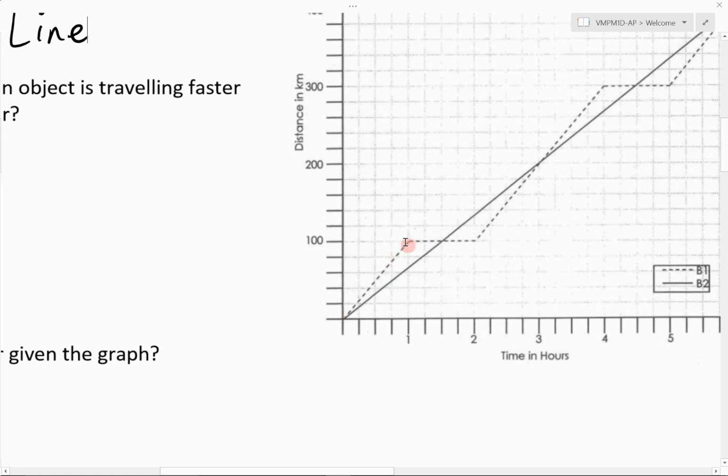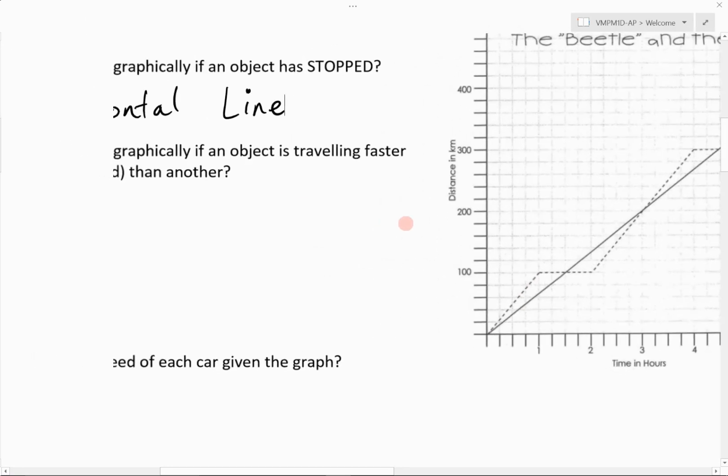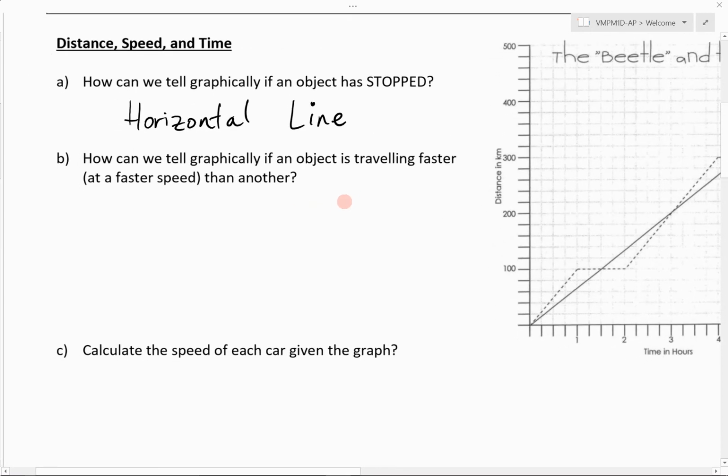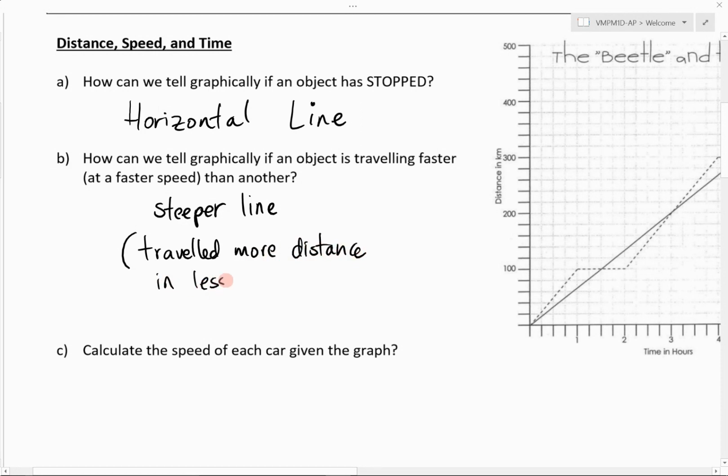It's faster. So how can you tell by looking at the lines? The dotted line's faster because it's a steeper line. It's much steeper than the solid line over here. If it's a steeper line, that means it has a faster rate. It's changing faster than the other one. So it's a steeper line. And we say that it has traveled more distance in less time.